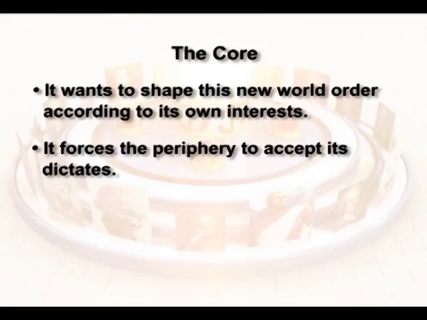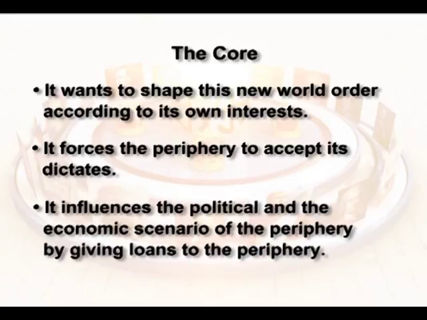Many a time it is true that, by giving loans to the periphery countries, the core countries influence the political and the economic scenario of the periphery countries. The loans given by the developed countries to the developing or underdeveloped countries are usually tied loans. And actually, these tied loans benefit the core countries more than the periphery countries. The periphery sometimes succumbs to such dictates of the core.